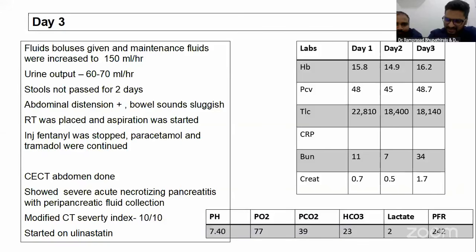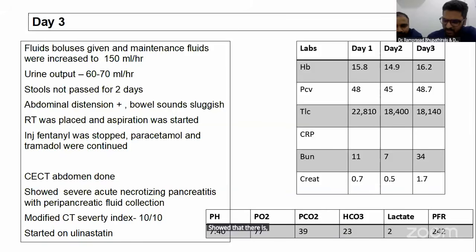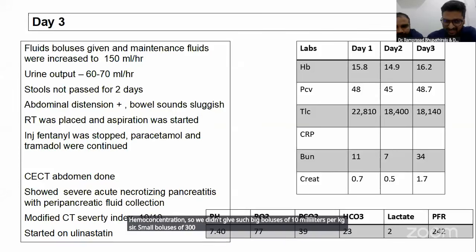Since I think now the labs and his clinical condition clearly state that capillary leak and third space loss has started, sir. Because by second day we had seen some improvement, and again by third day all our labs showed hemoconcentration. So we didn't give such big boluses of 10 ml per kg, sir. Small boluses of 300 ml were given, and we just increased the maintenance fluids, sir.